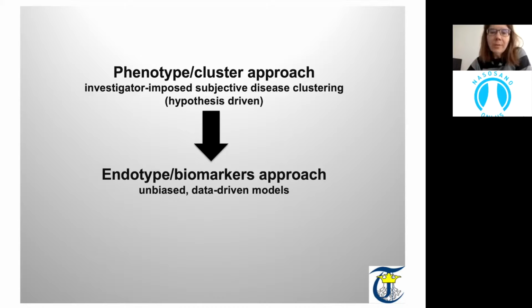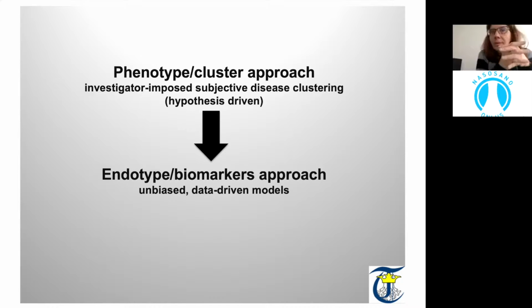With this new advent, with this endotype biomarker approach, we change into these unbiased data-driven models where you don't have any hypothesis when you start. So this will generate new hypotheses, and this is very important. I will show you in the end. The key tool that we have linking the visible property with the mechanism is the biomarker.